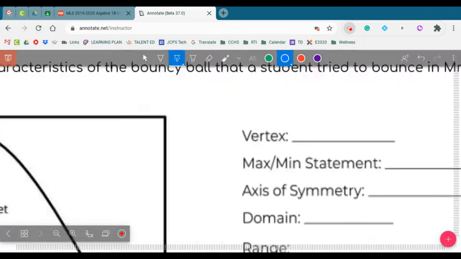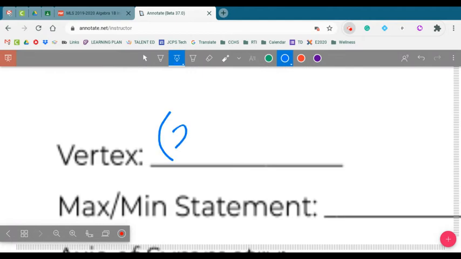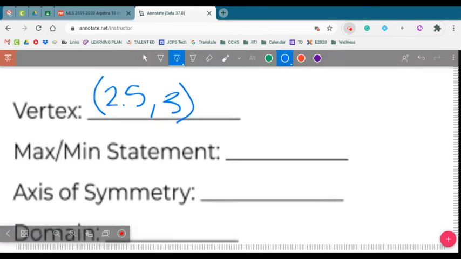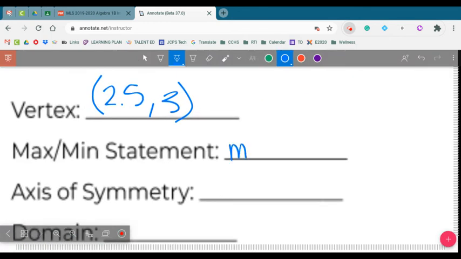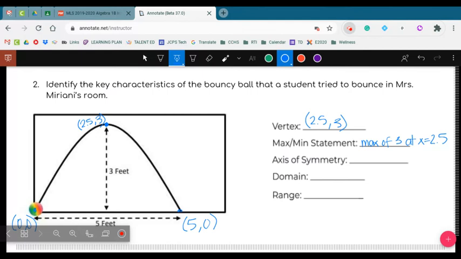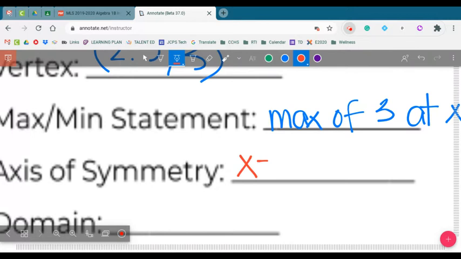So let's go over and identify our vertex. 2.5, comma 3, we identify that as the max height and how far the ball was at that height. This is a max since that vertex is at the very top. So it's going to be a max of 3, because it's max 3 feet high at where my x is, which is 2.5. Axis of symmetry is that imaginary middle line down the middle. So that would be at x equals 2.5.